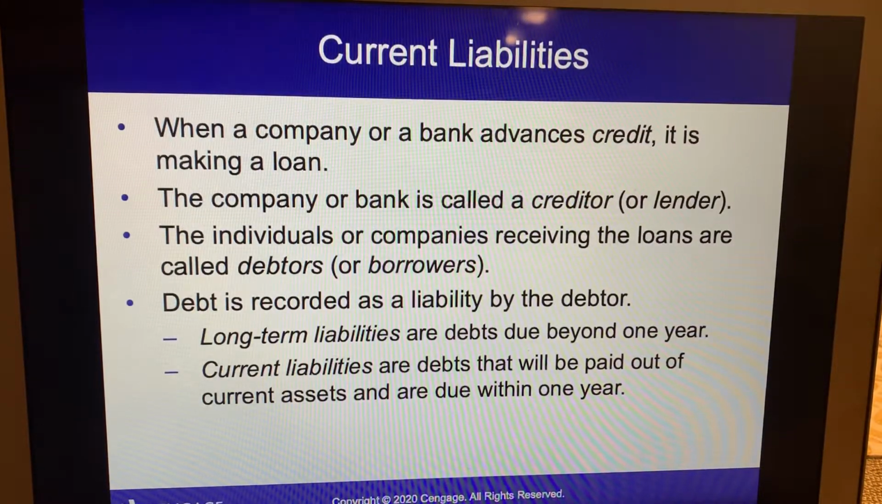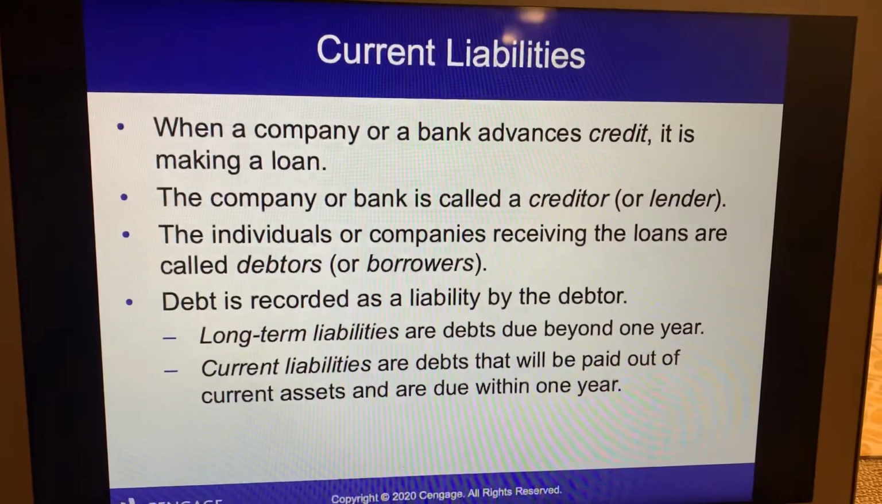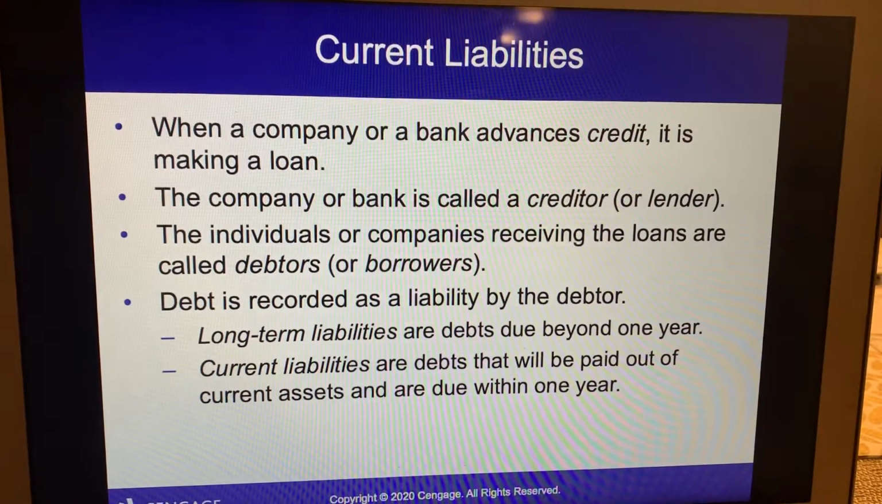So, current liabilities: when a company or bank advances credit, it is making a loan. A company or bank is called a creditor or lender. The individuals or companies receiving the loans are called debtors or borrowers. Debt is recorded as a liability by the debtor. Long-term liabilities are debts due beyond 1 year. Current liabilities are debts that will be paid out of the current assets and are due within 1 year.